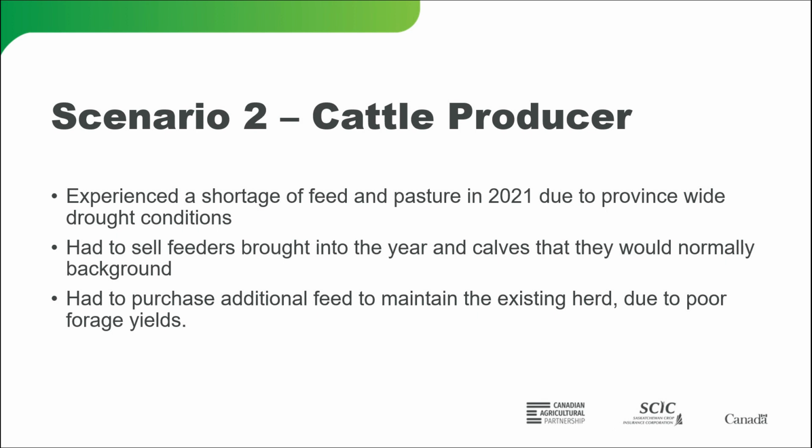The second scenario here is a cattle producer. He experienced, again, in the 2021 drought year, a shortage of feed and pasture. He also sold feeders that he brought into the year from the previous year, and he ended up selling his calves that he normally would have kept and backgrounded over the winter. He had to purchase additional feed to maintain the existing herd, again, due to the poor forage yields.